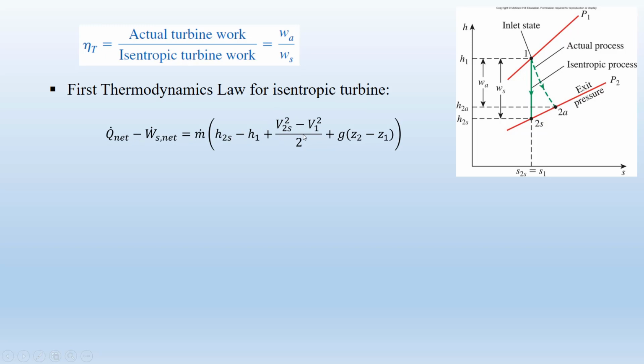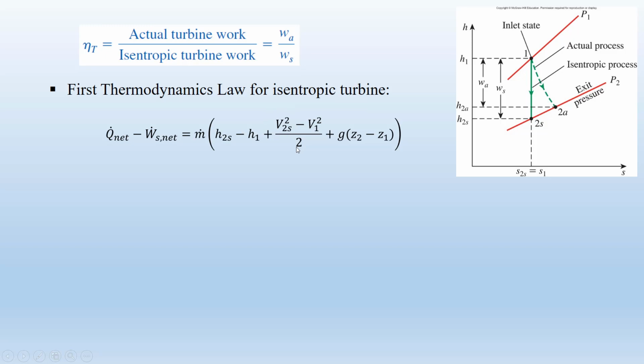If you want to write this equation for an actual turbine, you should write here W dot A, H2A, and then V2A squared, correct? So the difference between the first thermodynamic law for an isentropic turbine and an actual turbine is in the W dot, the enthalpy at the exit, and the velocity at the exit.